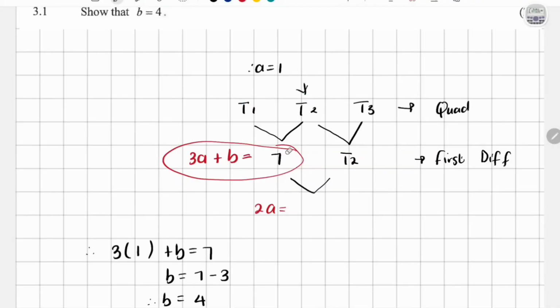We already have this, so it's okay. We just need the second term, the third term, and the fourth term. That way, we'll be able to use that to find the second and the third term of the first differences. Okay, so let's go ahead and find that.